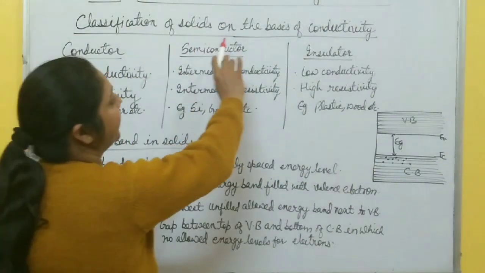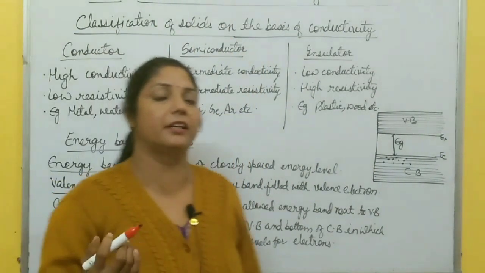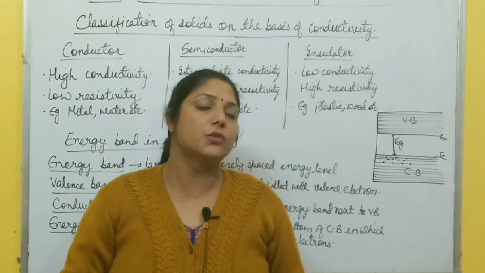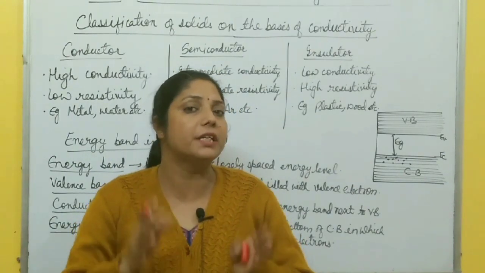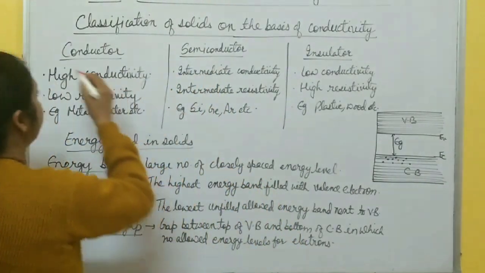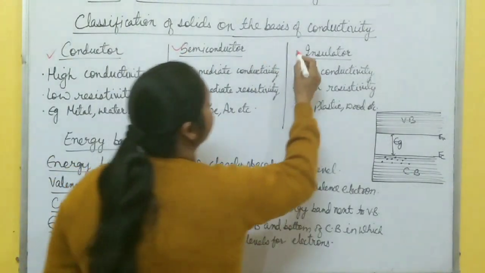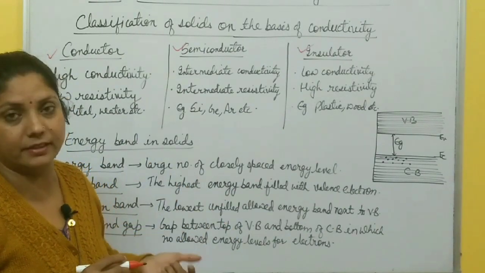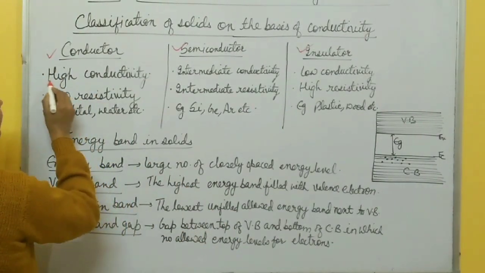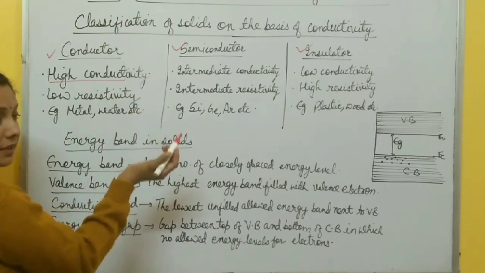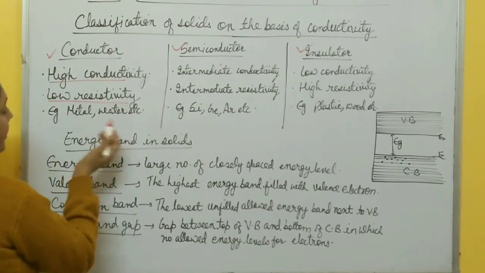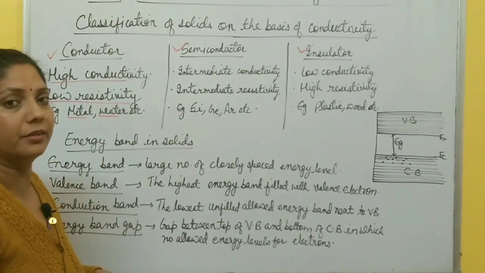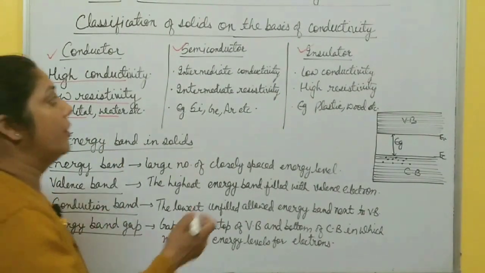Now next is classification of solids on the basis of conductivity. How are solids classified on the basis of electrical conductivity? On the basis of electrical conductivity, solids are divided into 3 types: conductor, semiconductor and insulator. What is a conductor? Those substances which can conduct electricity, which have high conductivity, right? If conductivity is high, then resistivity is low. Examples of conductors are metal and water. The human body is also a good conductor of electricity, right? Etc.